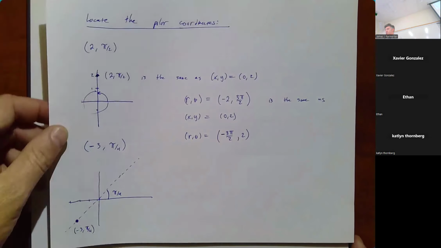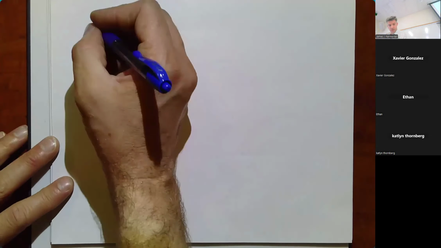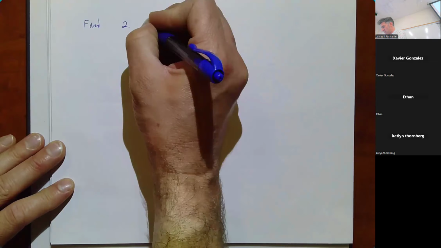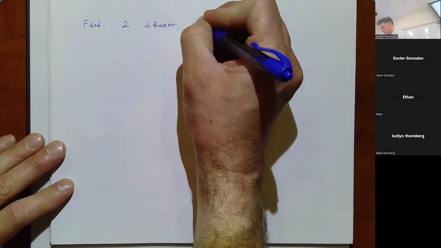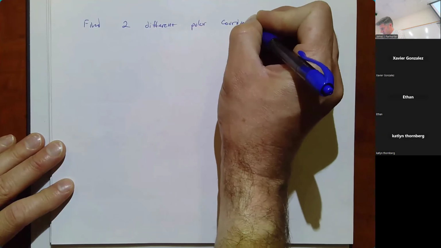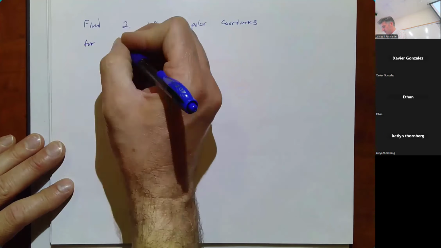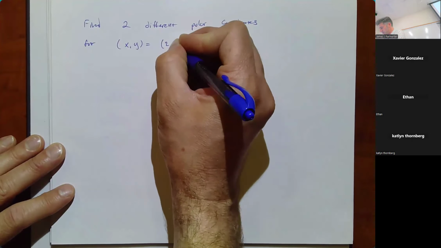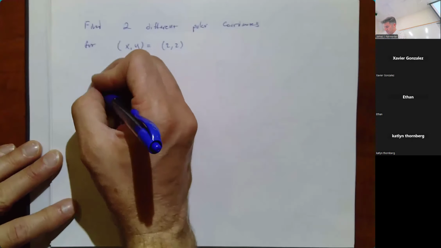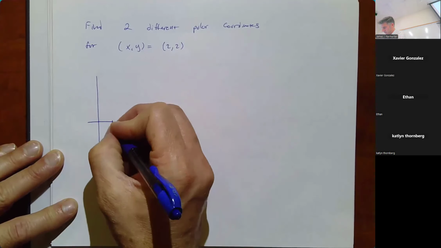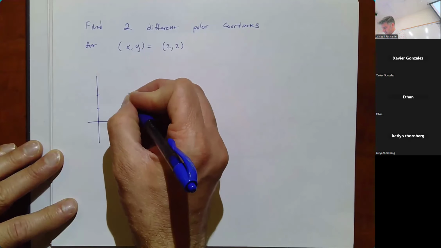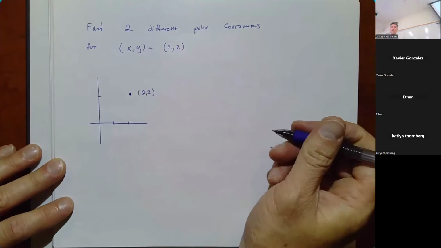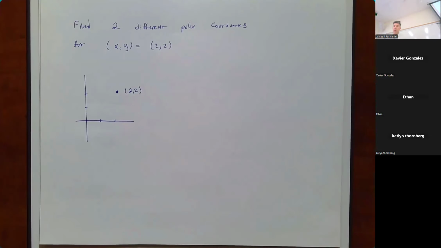Similarly, let's do another example. We could also find two different polar coordinates for the Cartesian coordinate x comma y equal to 2 comma 2. So that's over 2, up 2. But now we want to use some polar coordinates to describe this point. I've picked examples where the angle is easy to find.